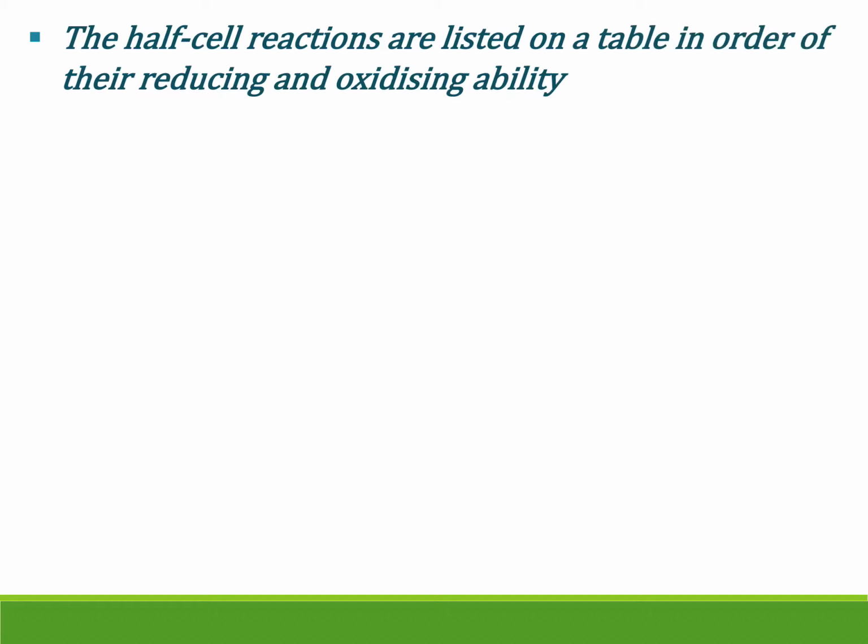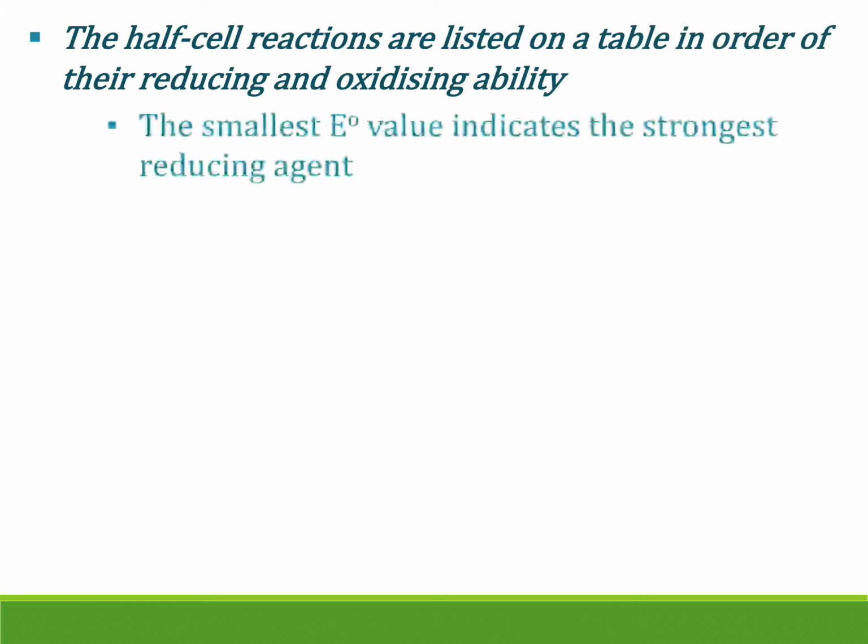These half cell reactions are listed in a table according to their reducing and oxidizing ability. The smallest E values are the strongest reducing agents. In other words, they desperately want to be oxidized. Lithium is the strongest one that we have. Lithium has a value of minus 3,05 volts. So when I say smallest, I mean smallest like on a number line.